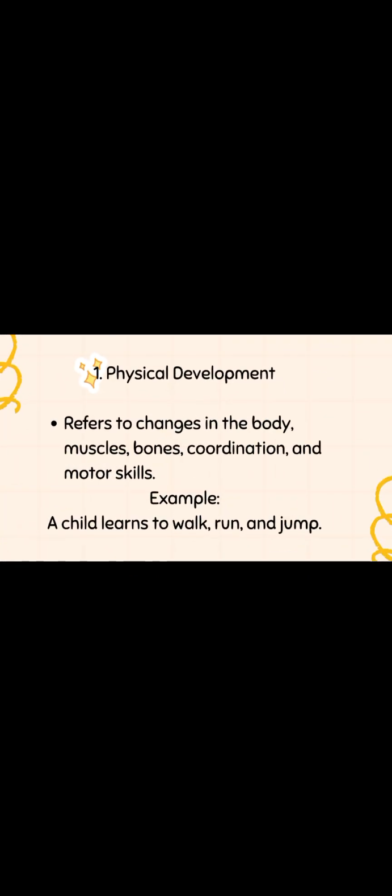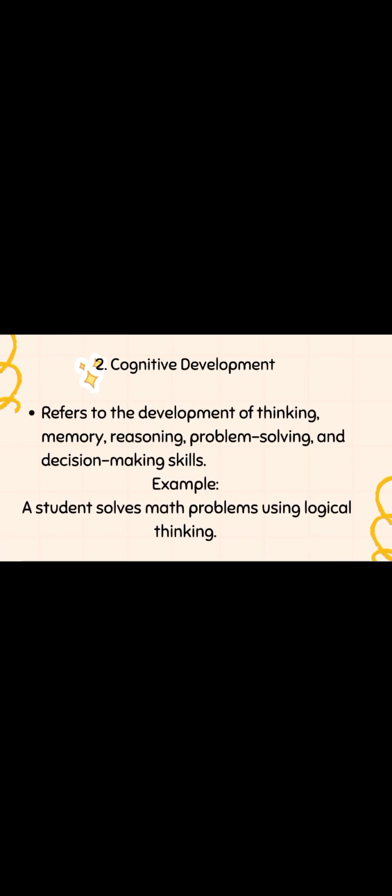So, physical development refers to changes in the body, muscles, bones, coordination, and motor skills. For example, a child learns to walk, run, and jump. Cognitive development refers to the development of thinking, memory, reasoning, problem-solving, and decision-making skills. For example, a student solves math problems using logical thinking.